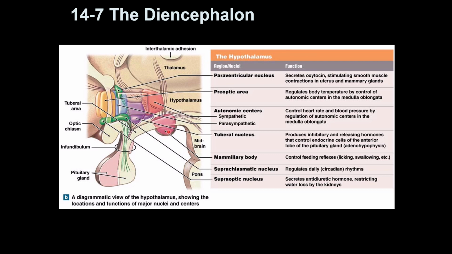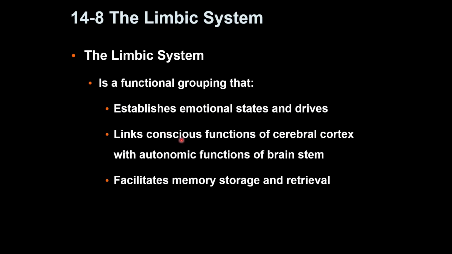Okay, the limbic system is different parts of the brain, so it's not just one area, it's different parts of the brain, and it has three different functions. One is emotion and drives. The second one is connecting the conscious part of the brain, which is the cerebral cortex, with the subconscious part of the brain, which is located in the brainstem. And the third one is important, especially for you guys. It is for memory.